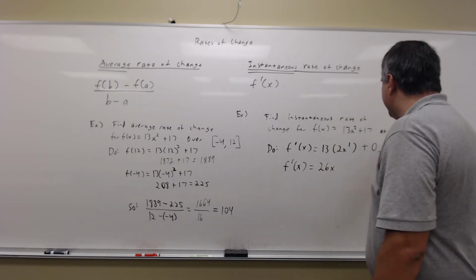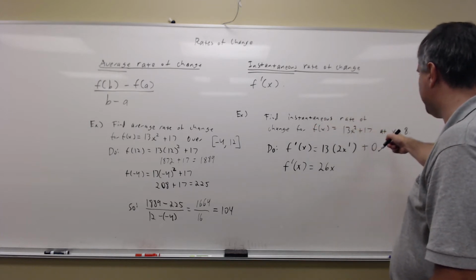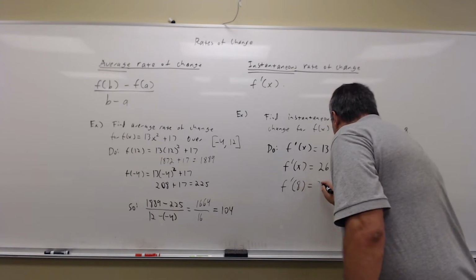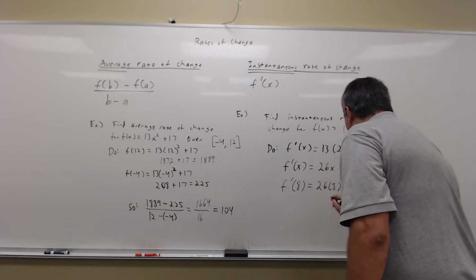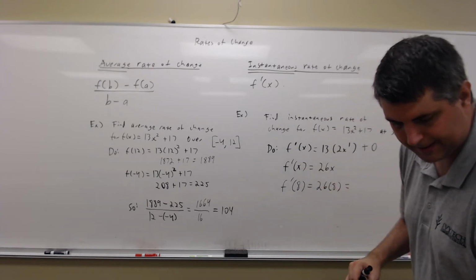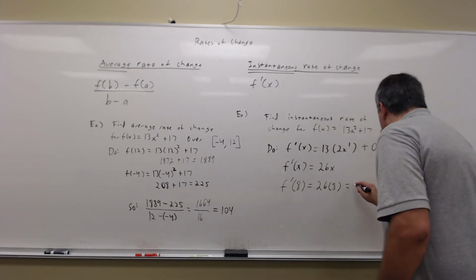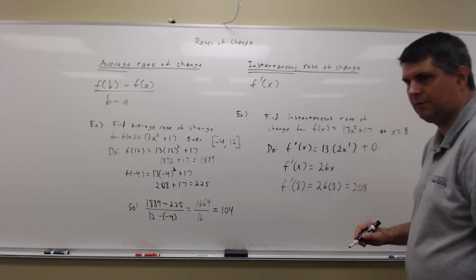So the instantaneous rate of change for x equals 8 is f prime of 8 equals 26 times 8, which is 208. All right?